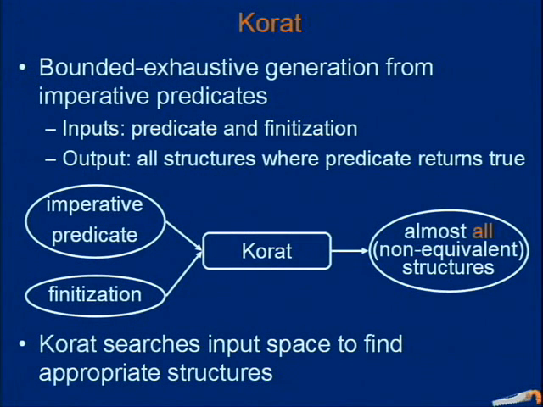OK, so now if the user writes this imperative predicate, basically this piece of code that checks the properties, and also writes this finitization that describes the bounds on the inputs, then this tool, which we call Korat, can generate almost all structures within these given bounds. And then you can use them all effectively to test your program. The way that this works internally is that Korat searches this input space to find appropriate structures. I'll mention just briefly how it actually works inside in a few slides.